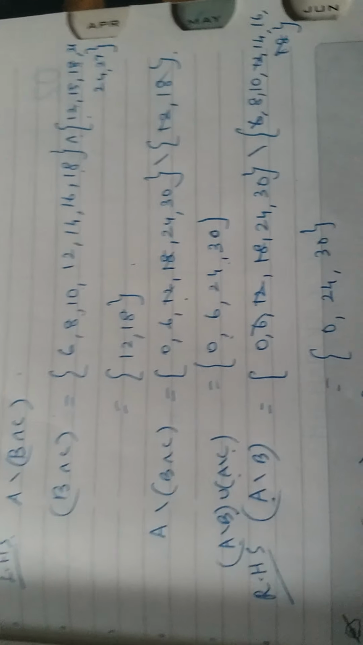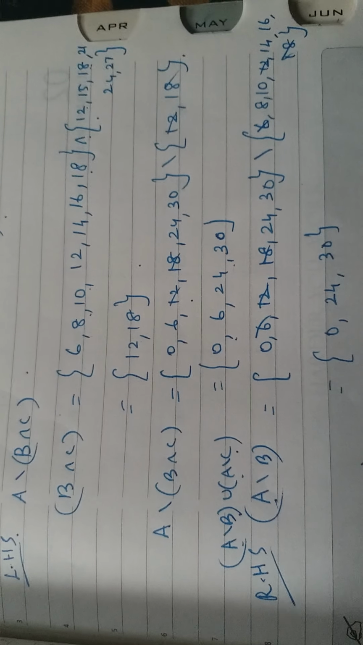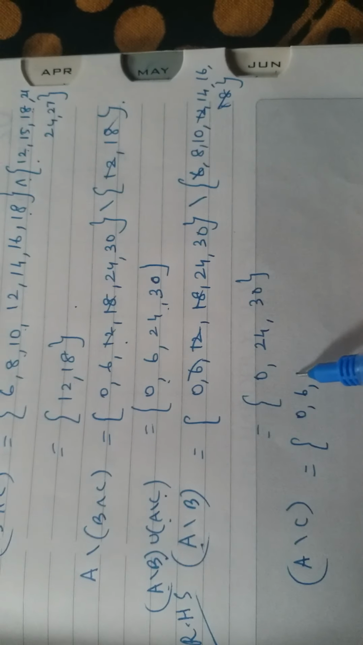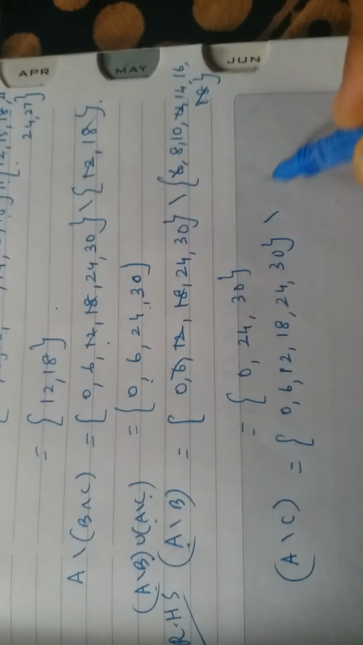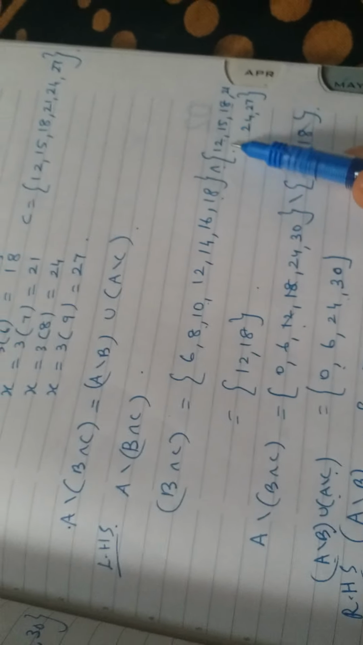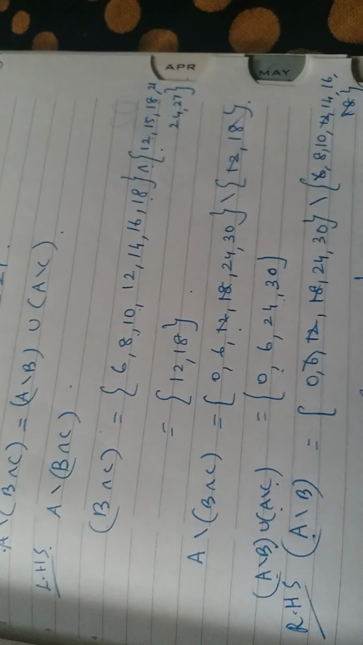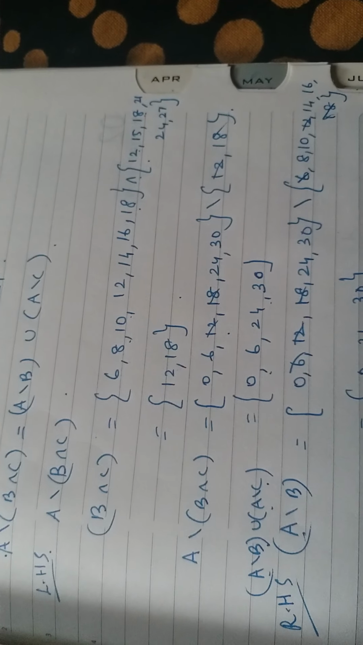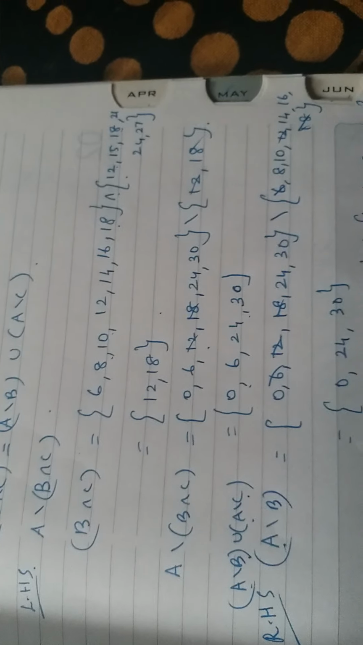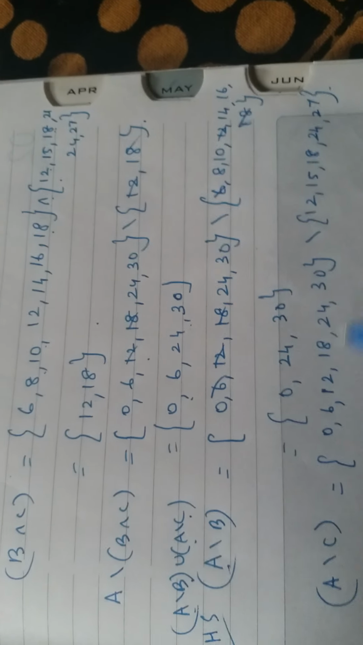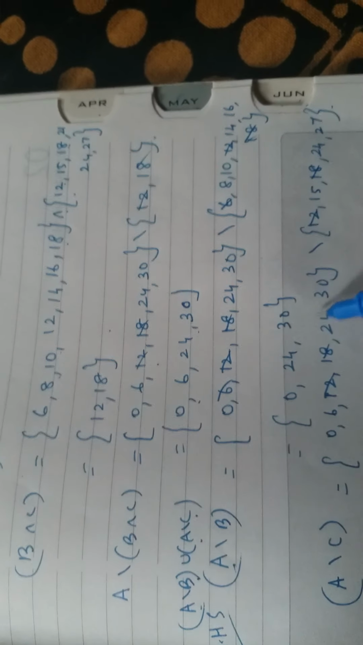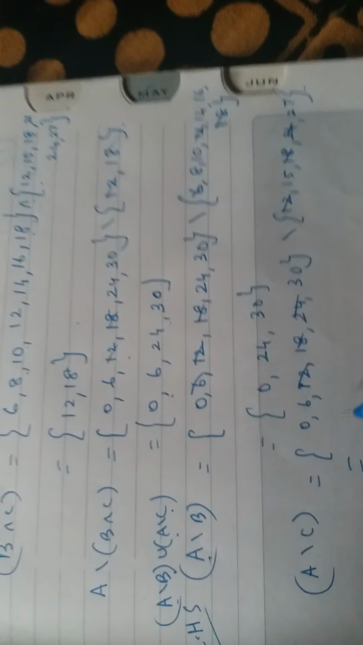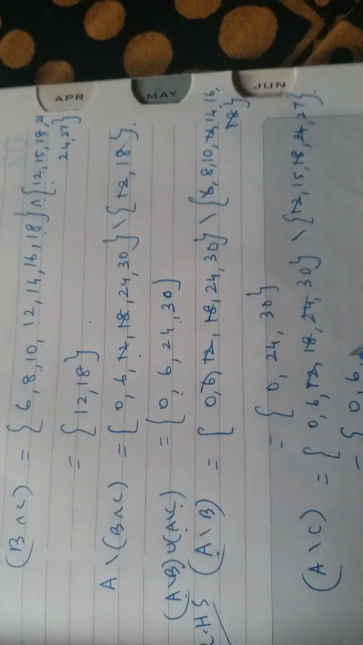Next you find out what is A minus C. It is equal to, A is 0, 6, 12, 18, 24, 30, minus your C value, 12, 15, 18, 21, 24, 27. So which are the values common to both? 12 is common, 18 is common, 24 is common. So what is left out? 0, 6 and 30.